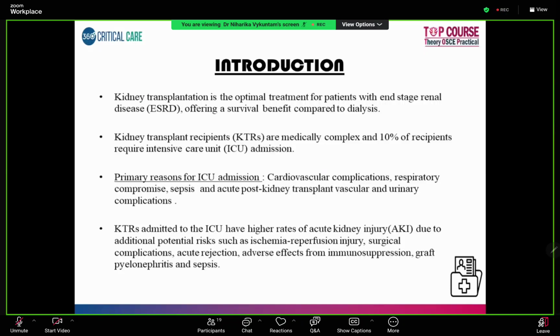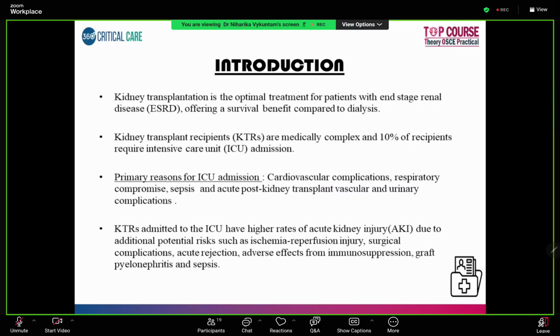Kidney transplantation is the optimal treatment for those patients with end-stage renal disease, offering a survival benefit compared to dialysis. These kidney transplant recipients are medically complex because they have a lot of underlying comorbidities other than the end-stage renal disease. About 10% of these recipients usually require ICU admission.